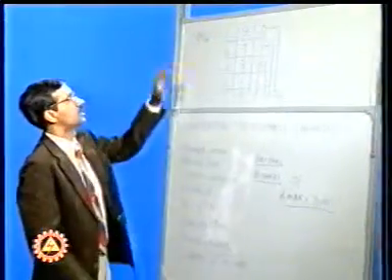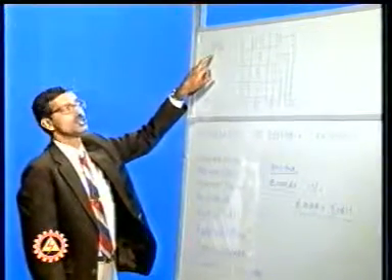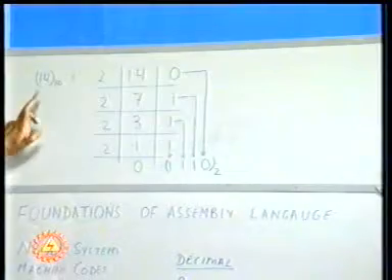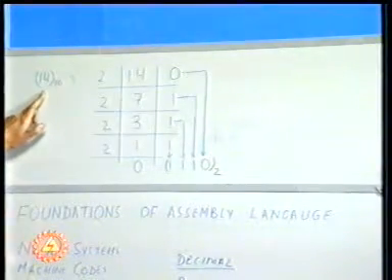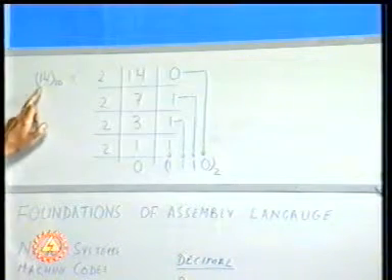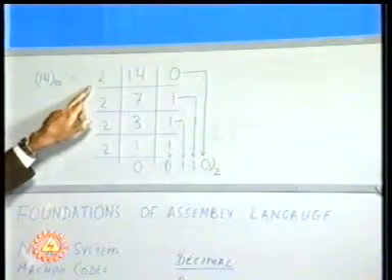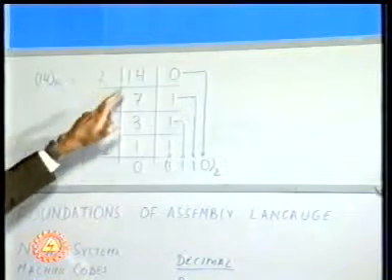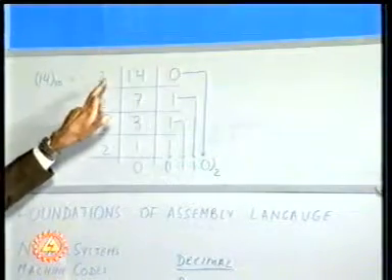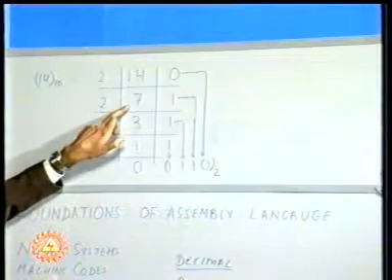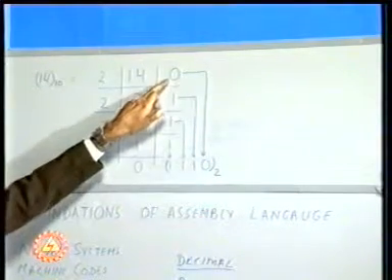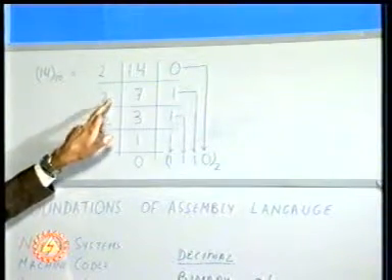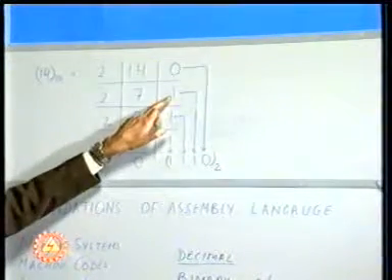Let me first take an example of converting a decimal number, which is 14, to a binary number. The conversion is carried out by repeated division of the number by 2 and recording the remainders. For example, when I take the number 14 and divide it by 2, I get 7 as the whole number with the remainder 0. Then this 7 is to be divided by 2. The whole number which we get is 3 and the remainder is 1.